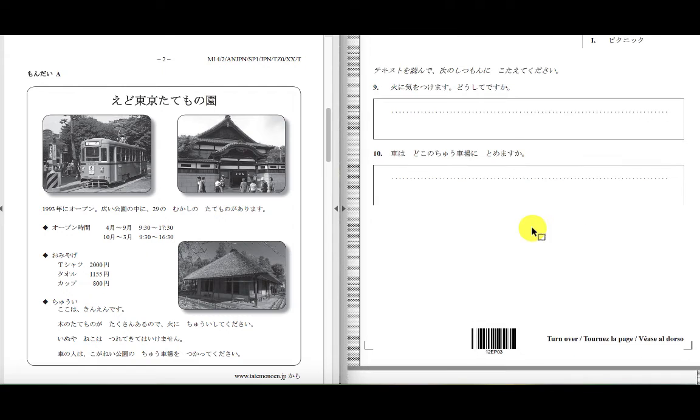Moving down to question 9 and 10, again, you're going to read the text and you're going to look at the question and write a single word answer, or if you need to write a phrase, that's okay, but you do not need to write a whole sentence. And the key word here that you're looking at is the question word. In this case, it's doshite, why. And the next one, it's doko, where. Okay, so that should be guiding you.